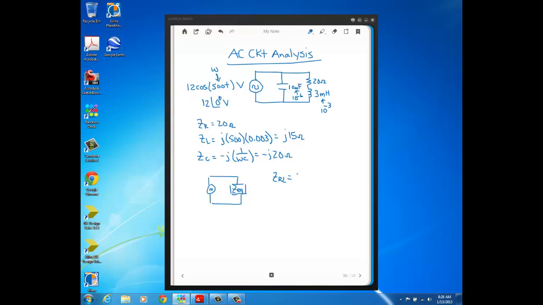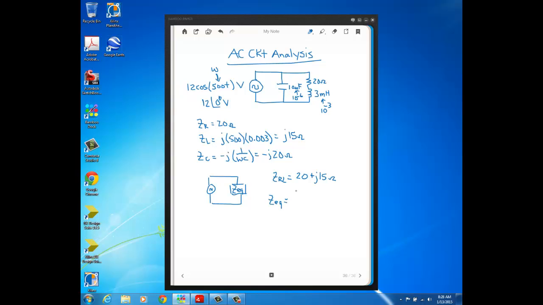ZRL is just the impedance of the resistor and the impedance of the inductor added together since they're in series. So this is just going to be 20 plus j15 ohms. Okay, and then these two in series are in parallel with the capacitor, and once we do that combination, that is ZEQ.